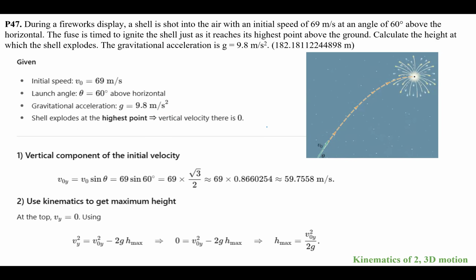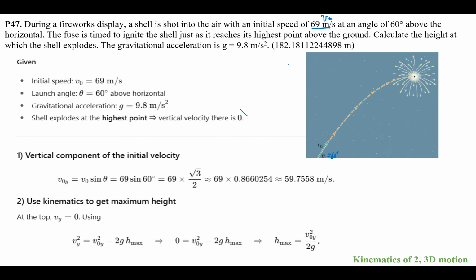Once again, it is a projectile motion. During the firework display, a shell is shot into the air with an initial speed of 69 meters per second at an angle of 60 degrees. So theta is 60 degrees, and the magnitude of velocity is given by this, V0.